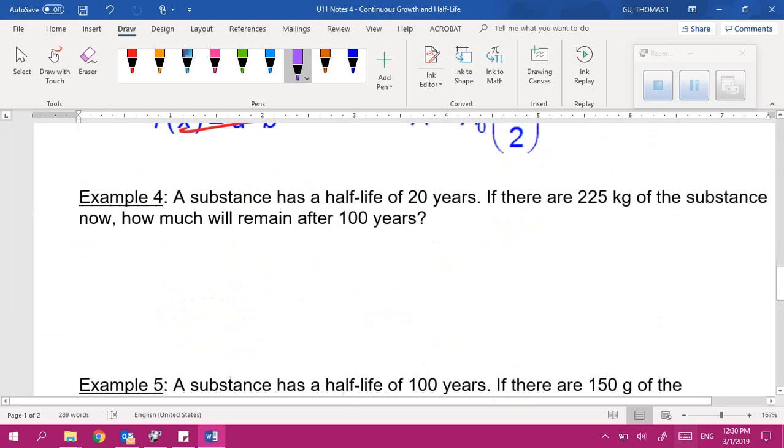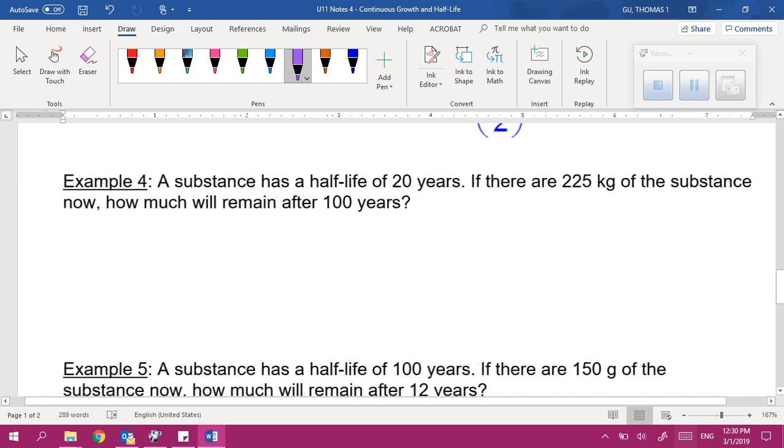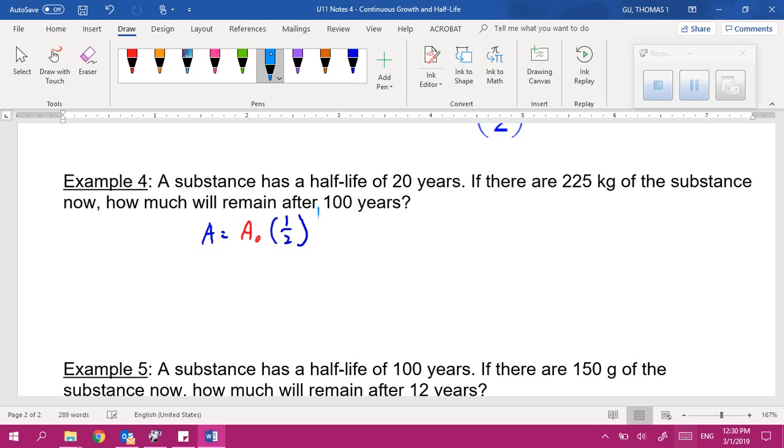So this first example: a substance has a half-life of 20 years. Well, first of all, I know to use the half-life formula because I see the word half-life in the problem. If there are 225 kilograms of the substance now, how much will remain after 100 years? So the formula is A equals A of 0 times 1/2 to the t over h. So let's fill in what we do know. What is the starting amount here? A of 0, the starting amount of the substance. 225. We're starting with 225.